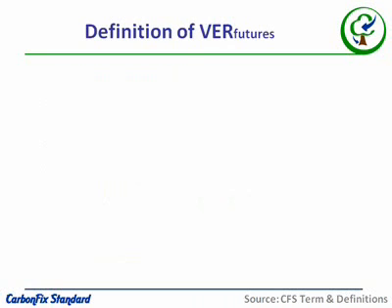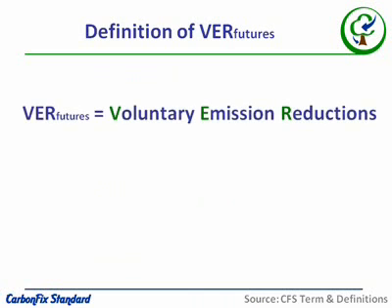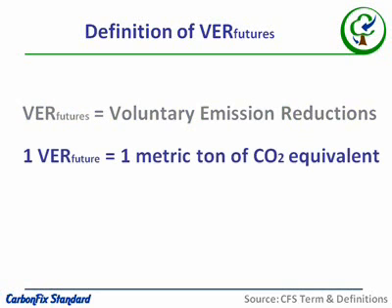Certificates generated by the CFS are called VERfutures, which stands for Voluntary Emission Reduction. The additional word future emphasizes that CO2 will eventually be stored in the full-grown trees. The unit of one VERfuture is 1 metric ton of CO2 equivalent.